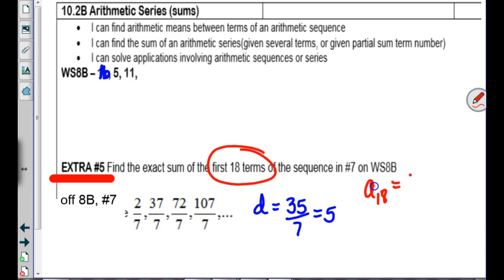So if we want to add the first 18 terms, we need the 18th term. So the 18th term would be 2/7 plus 5 times 18 minus 1. Can someone type that real fast? 17 times 5, 85 and 2/7. Math enter. I don't know what that's going to be. Did anybody else get 597 over 7? Yes? Okay. So that's the 18th term.